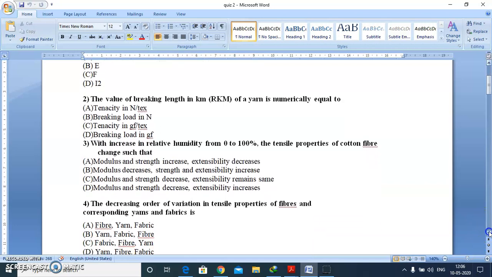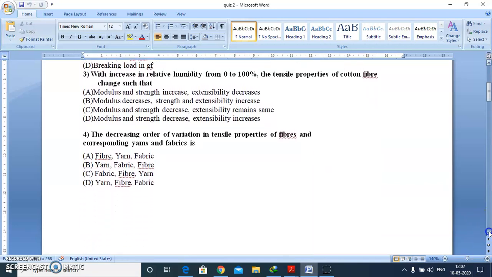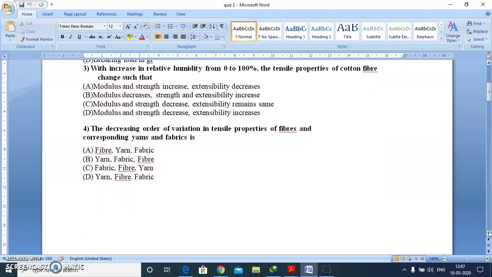Now the next question is the decreasing order of variation in tensile properties of fibers and their corresponding yarns and fabrics. Variation in tensile properties, that is CV% of the strength of fiber, yarn or fabric. If we are going from the same fiber to yarn and fabric, CV% will be highest in case of fiber strength, and then yarn and then fabric. So we'll go for option A here.